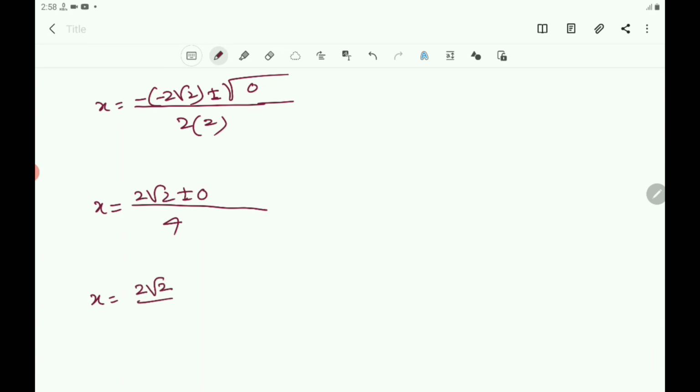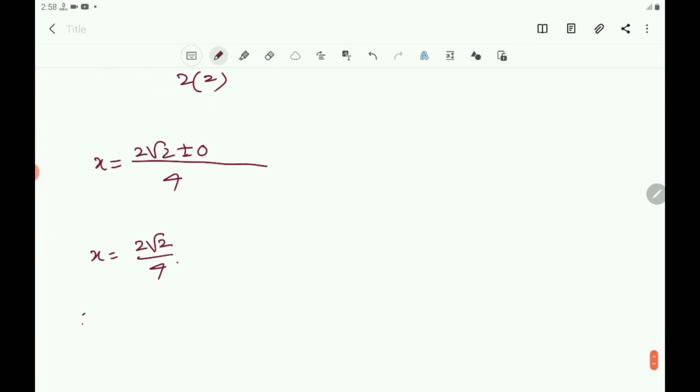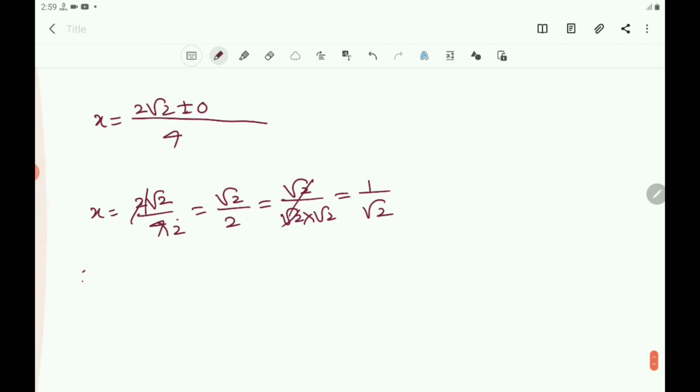Then x equals 2 root 2 by 4 plus or minus 0, here you will get 2 values. Here 2 1s are 2, 2 2s are 4, then root 2 by 2 equals root 2 by root 2 into root 2, since 2 can be expressed as a product of root 2 into root 2. So it cancels, you will get 1 by root 2. Root 2 by 2 means 1 by root 2. So both the values are same. So the roots are 1 by root 2, 1 by root 2.